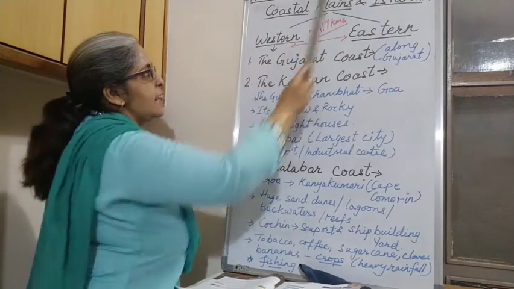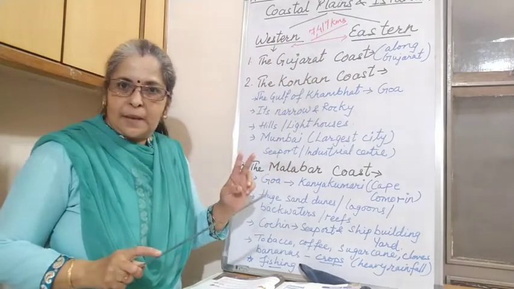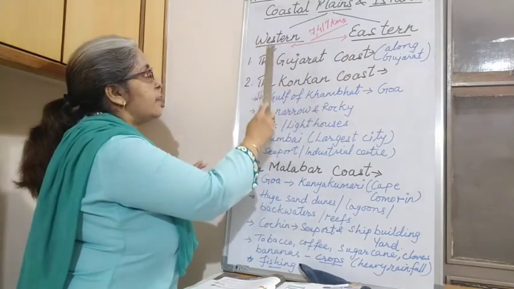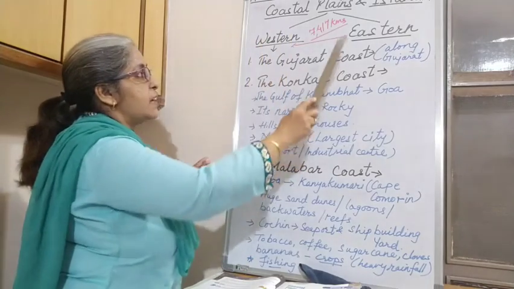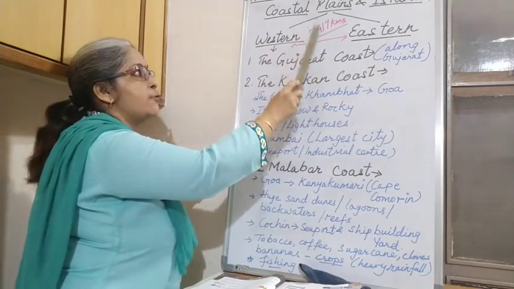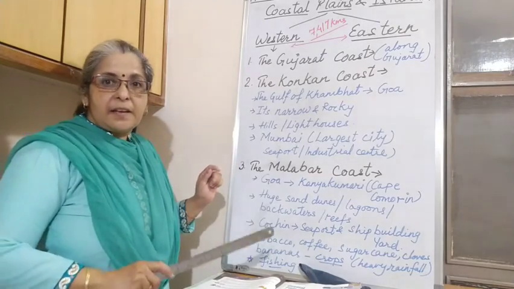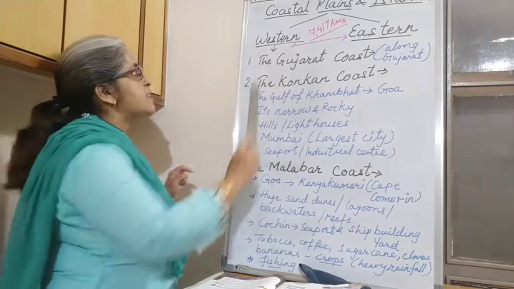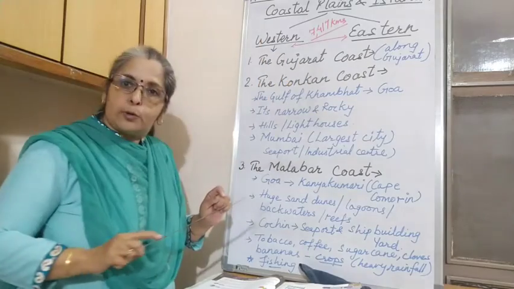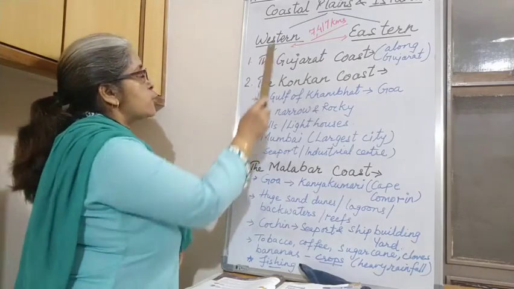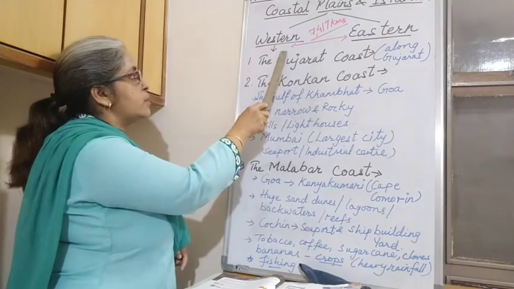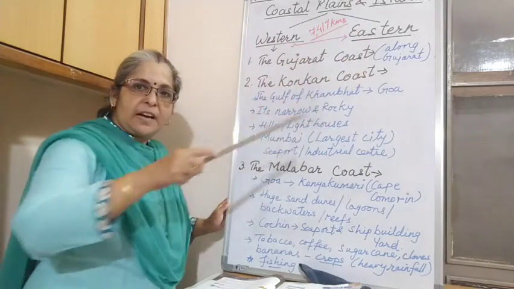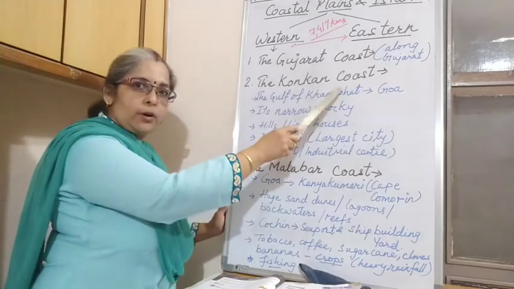Now coastal plains and islands, we have two coastal plains: the western coastal plains and the eastern coastal plains. And the area covered is how many kilometers? 7,417 kilometers. A 7,417 kilometer area is covered by the western and eastern coastal plains in India. Okay, so when we start with the western coast, we have three parts. The Gujarat coast along Gujarat. Then we have the Konkan coast.